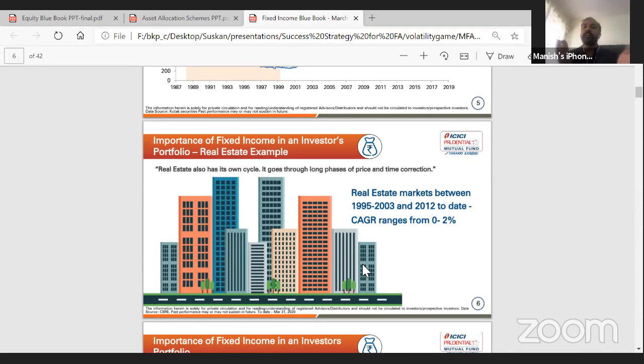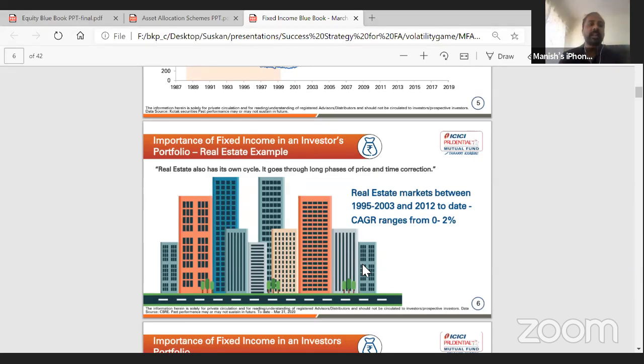Real estate, if you look at the period 1995 to 2003, and 2012 till today, the returns have been flat, absolutely flat. It has given you a return between 0 to 2%. So this is also an asset class which gives you cyclical returns. So all these things which I've talked about, equity, gold, real estate, add a lot of cyclicality to your portfolio.